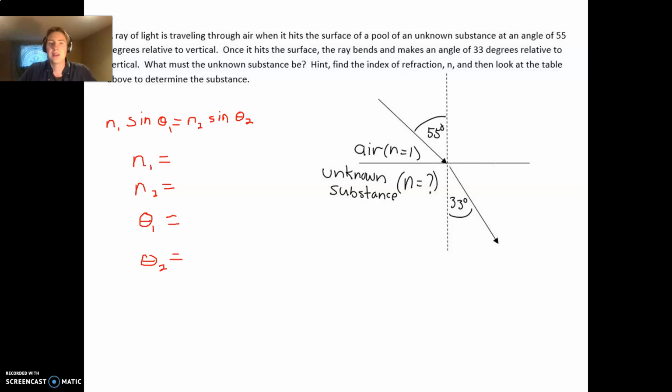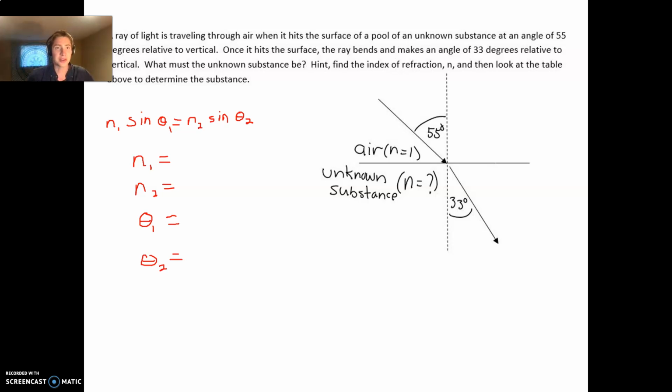A ray of light is traveling through air when it hits the surface of a pool of an unknown substance at an angle of 55 degrees relative to vertical. Once it hits the surface, the ray bends and makes an angle of 33 degrees relative to vertical. What must this unknown substance be? Hint, find the index of refraction n and then look above at the table to determine the substance.